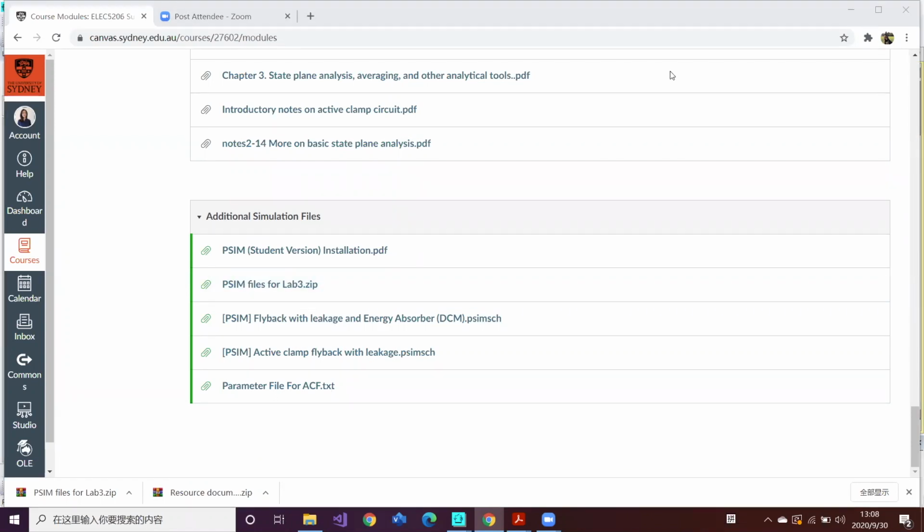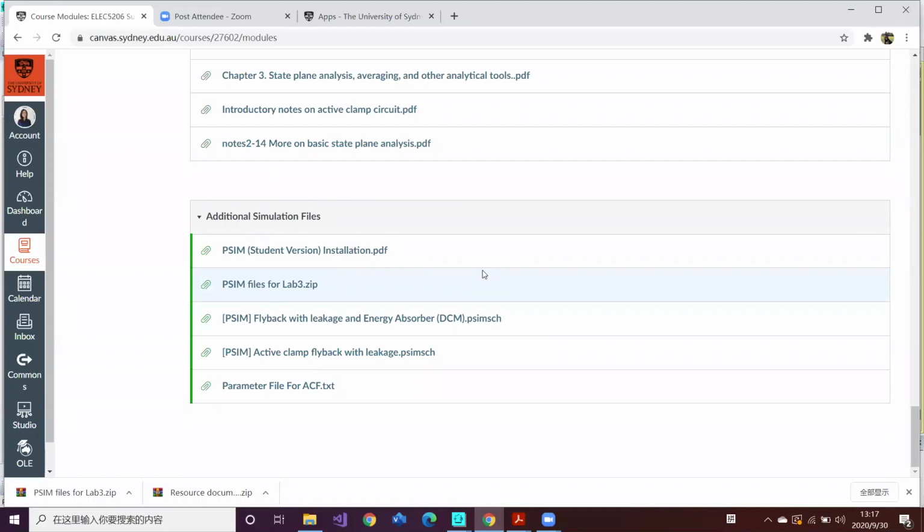I know PSIM cannot run on Mac, but all our lab computers have PSIM installed. So you can come to the lab and use the lab computer to run your lab. Okay, then I assume no one has any questions about the PSIM installation. Then we will move on to our lab.